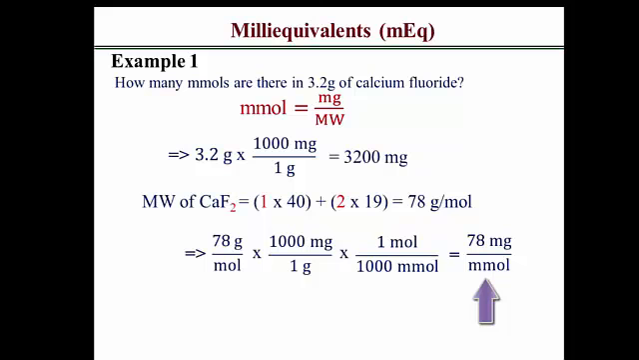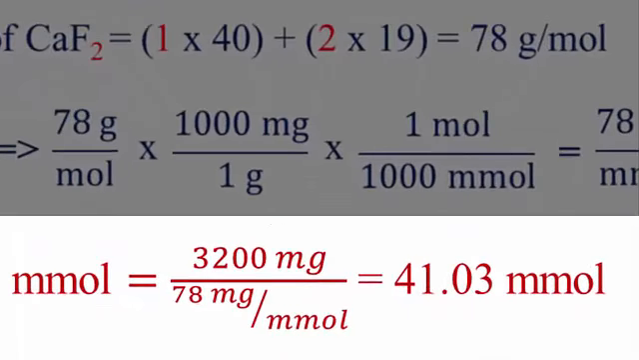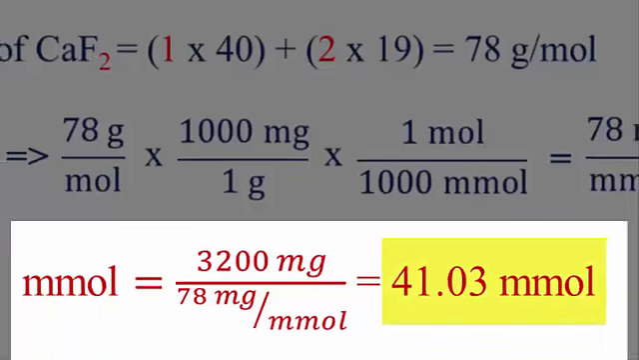Okay, so if we do put that into our equation, we'll have 3200 milligrams divided by 78 milligrams per millimole, and that gives you 41.03 millimoles.